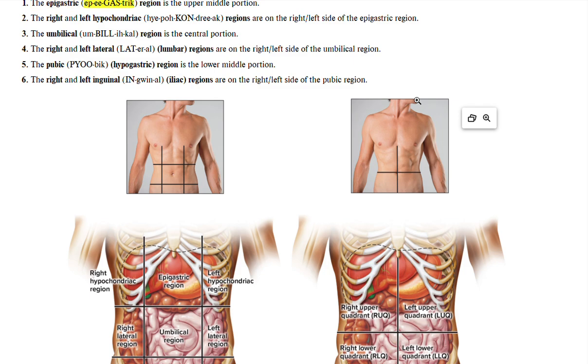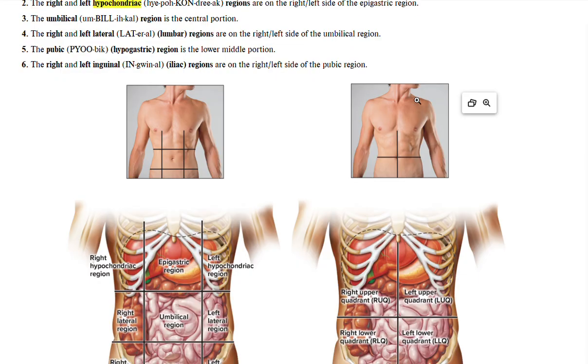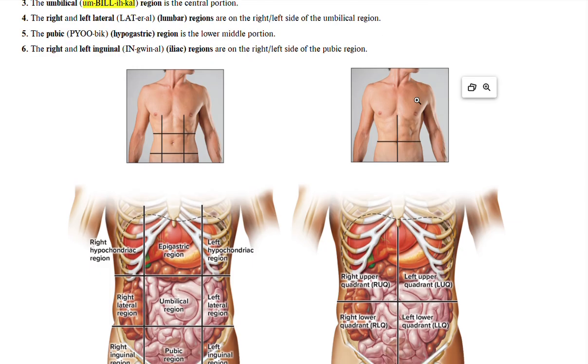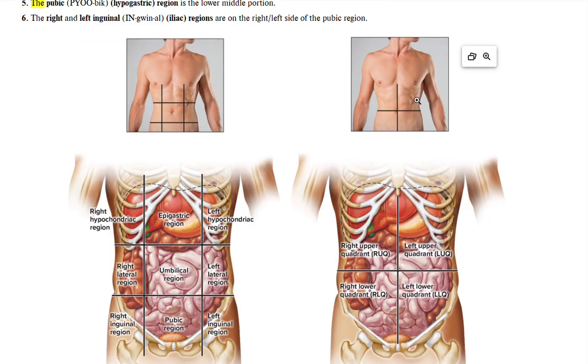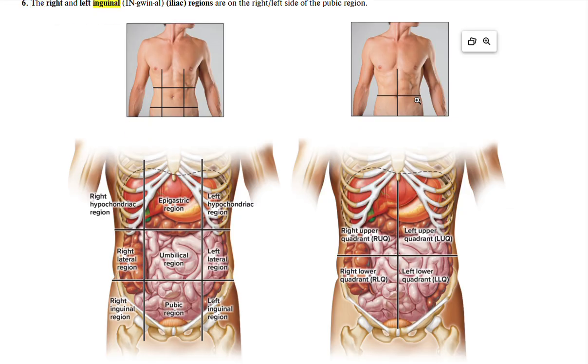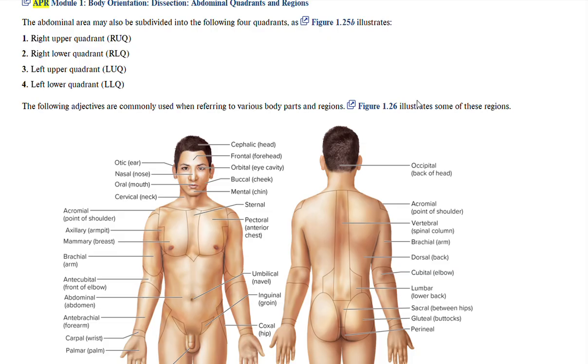The epigastric region is the upper middle portion. The right and left hypochondriac regions are on the right/left side of the epigastric region. The umbilical region is the central portion. The right and left lateral, lumbar, regions are on the right/left side of the umbilical region. The pubic, hypogastric, region is the lower middle portion. The right and left inguinal, iliac, regions are on the right/left side of the pubic region.